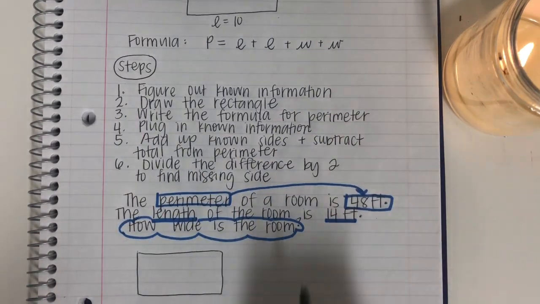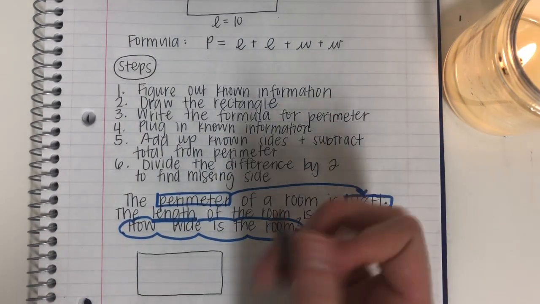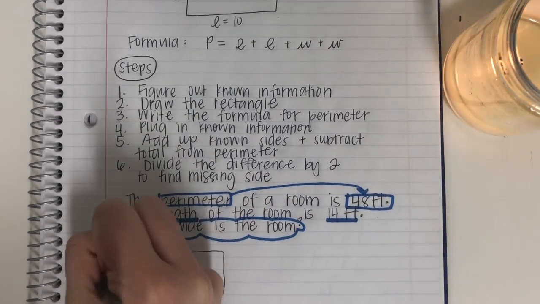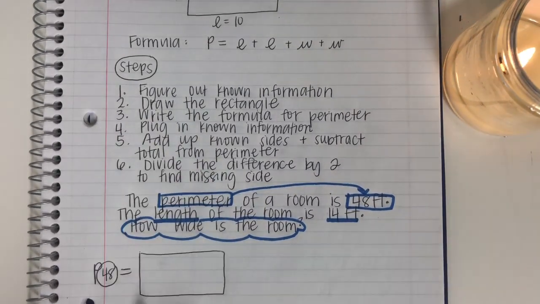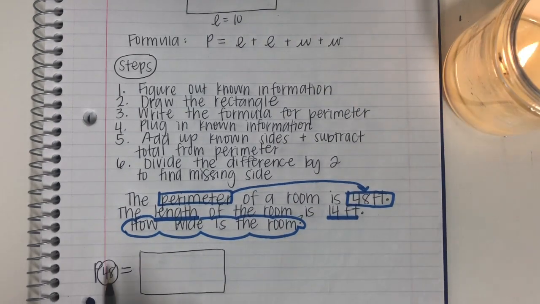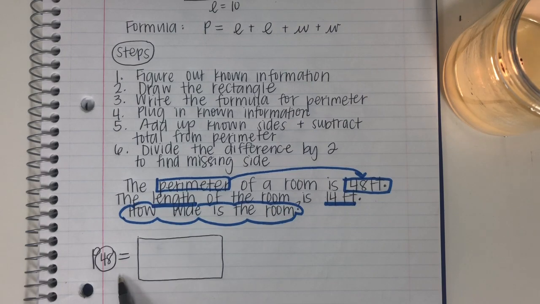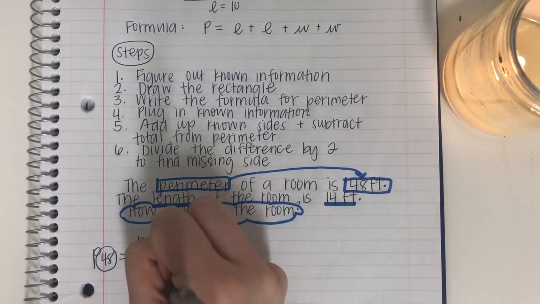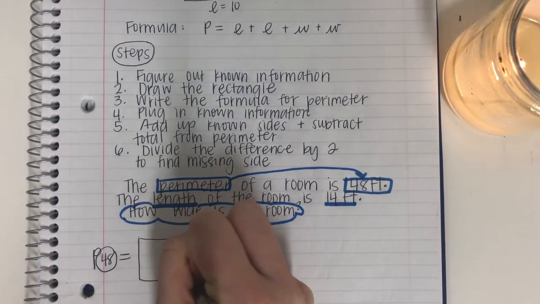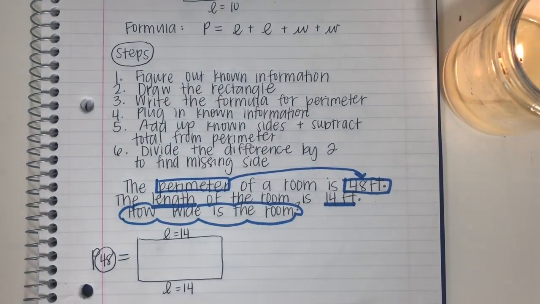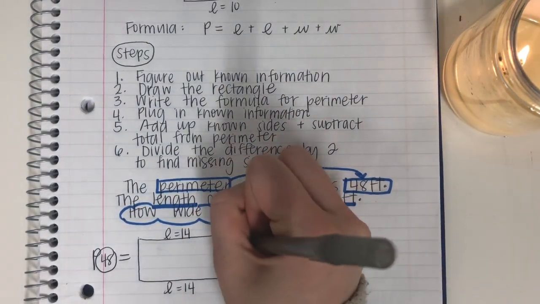Okay, so what do we know? We know our perimeter is 48, so we know that all of this, when added up, equals 48. So once you get it and you have all your sides, they should all add up to 48. So when you check your work, everything should add up to 48. Okay, we know that the length of the room is 14 feet. So we know that L equals 14 and L equals 14. We do not know our width yet.